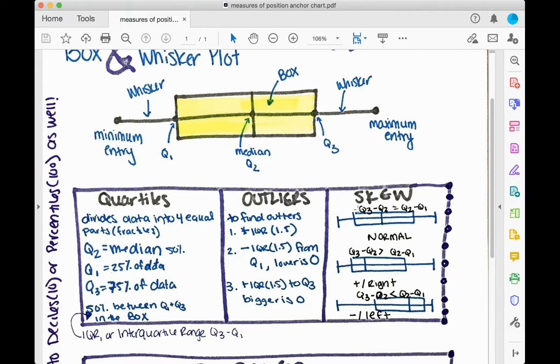And then the last thing we need to talk about here is skew. So remember, here would be like our Q3 and our Q2. And then we have our Q2 and our Q1. So when there's no skew, when it's normal, these two pieces are as equal as possible.